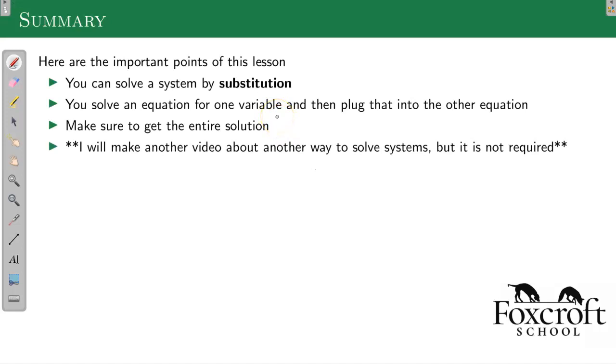All right, so a quick summary. You can solve a system by substitution. You do this by solving an equation for one variable and plugging that into the other equation. Make sure you actually go and get the entire solution at the end. And make sure you get the x and y. Don't just say y equals 3 is the answer, because there's x and y in the system.